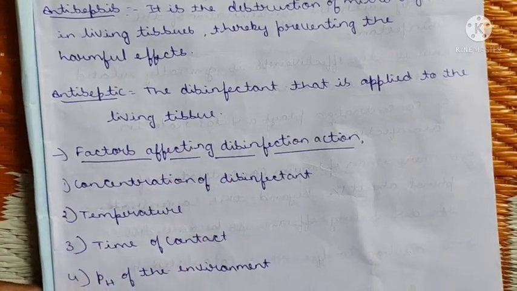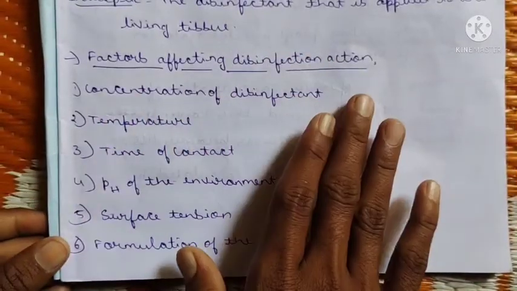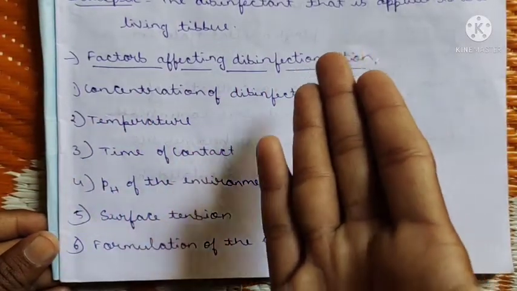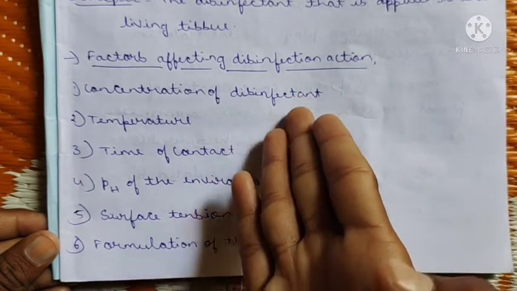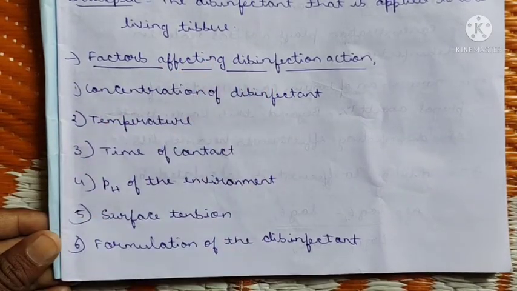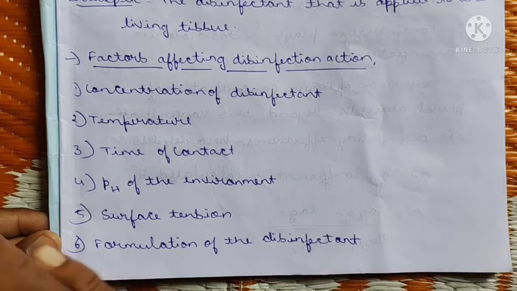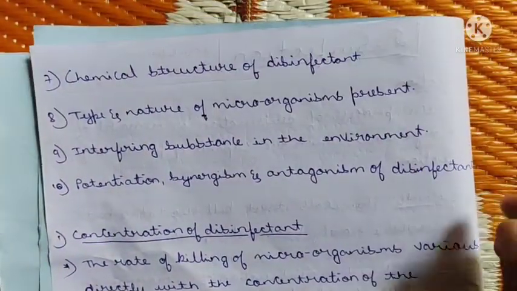Factors affecting disinfection. These are the 10 important factors you have to remember, my dear brothers and sisters. Very important. First one is the concentration of the disinfectant. डिसइंफेक्टेंट के कॉन्सेंट्रेशन के ऊपर भी डिपेंड रहता है. Then temperature, it depends on the temperature. Then time of contact. Time of contact is also a factor. pH of the environment, surface tension, formulation of the disinfectant. Formulation is very important. Don't worry, you just look here. We will discuss these factors in detail.